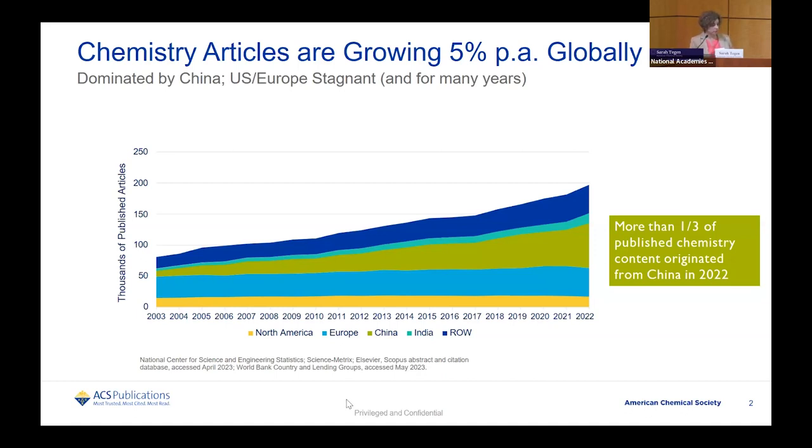What we see from the graph here is that chemistry articles, as classified by Scopus, are growing at about 5% per year. And nearly all of that growth is happening outside of the US and Europe. And in 2022, the year for which data is most recently available, more than a third of the content came from labs in China. And for me, this is such an interesting shift in the research ecosystem in not such a long time. And it gets at some of what Emma was saying too about the transition to open access and how much more supportive of open access the Europe and the US are. So we're going to be living in a mixed economy, I think, for some time.